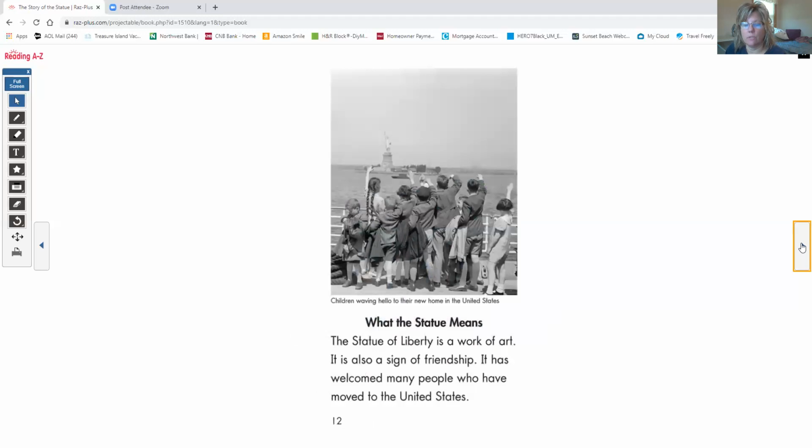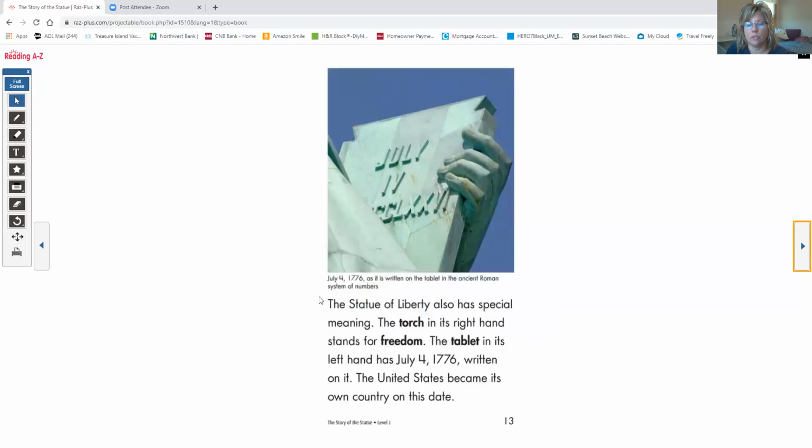Children waving hello to the new home in the United States. What the statue means. The Statue of Liberty is a work of art. It is also a sign of friendship. It has welcomed many people who have moved to the United States. July 4th, 1776, as it is written on the tablet in the ancient Roman system of numbers.